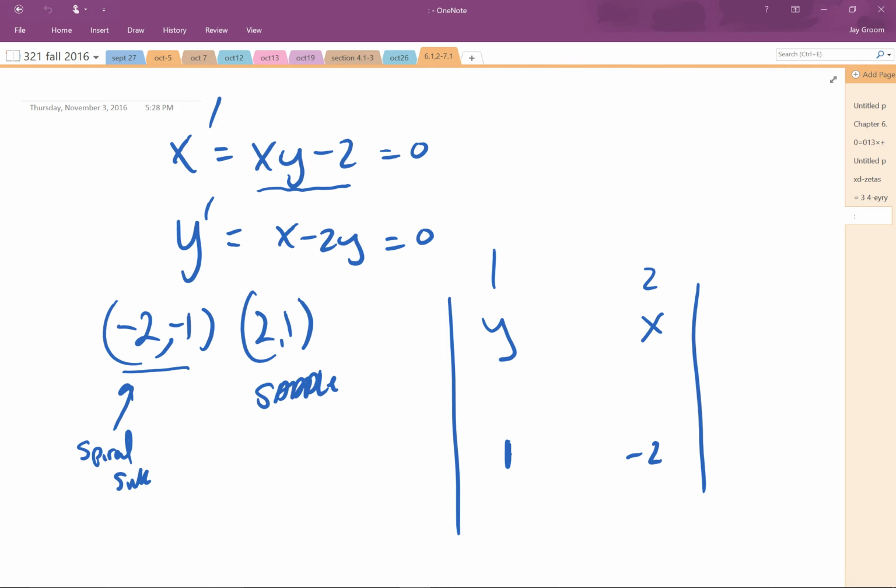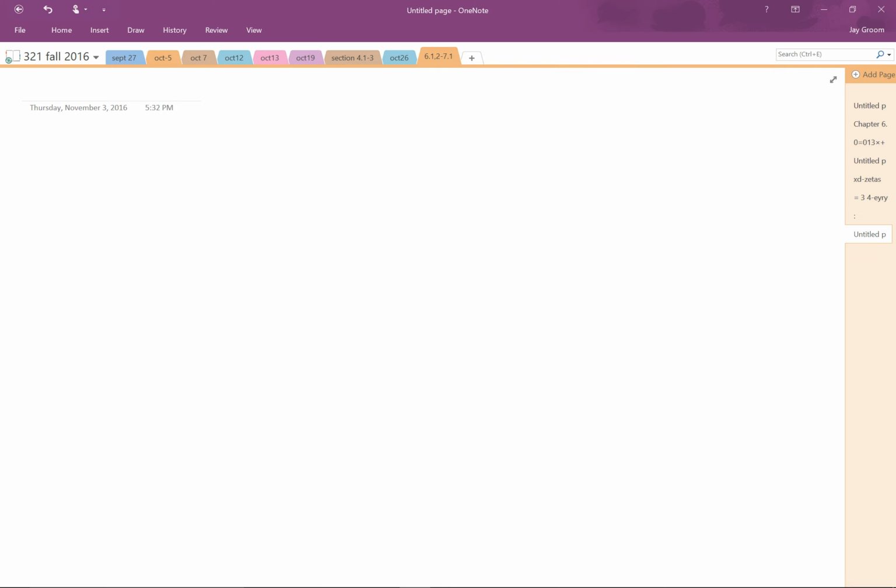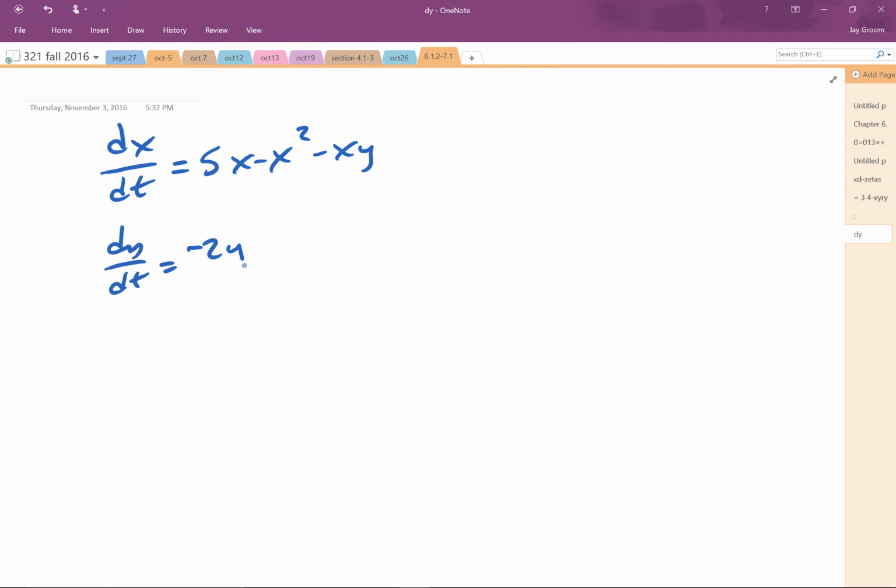Enough of this foolishness. Now, into the next section we go. 6.3 is just what it called ecological models. But if you want to think of them as predator-prey models, that's really all they are. Nothing too exciting about them. For instance, here's one of them. dx/dt is equal to 5x minus x squared minus xy. dy/dt is -2y plus xy. Nice.